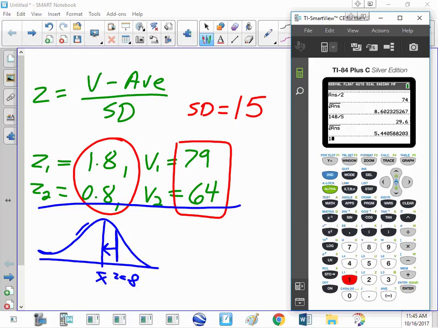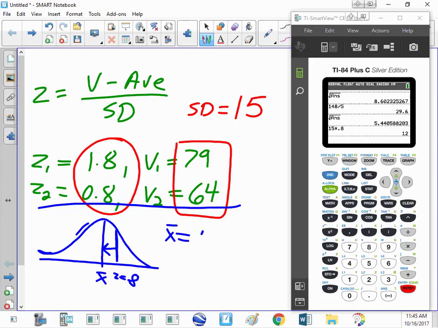So 15 times 0.8 is 12. What does 12 tell me? Right. 64 is 12 more than x bar. So I just need to subtract 12 from 64, and I get x bar equals 52. And the SD is 15. So what I need is the z-score for 52. The z-score for 52 is going to be 0 because it is x bar.